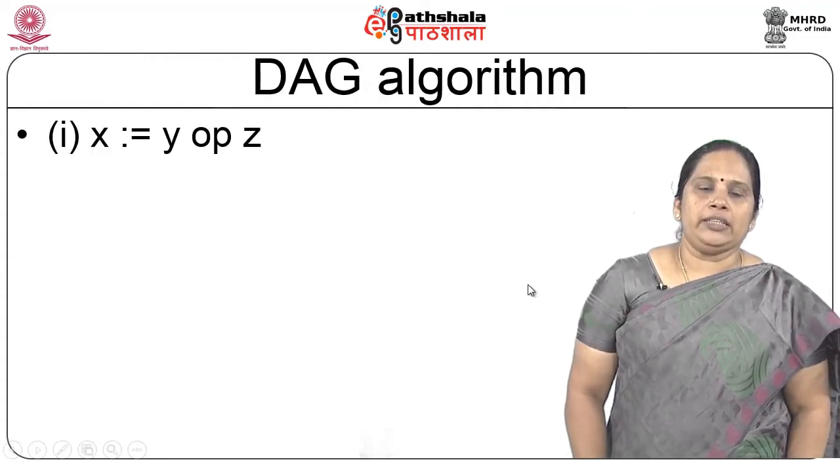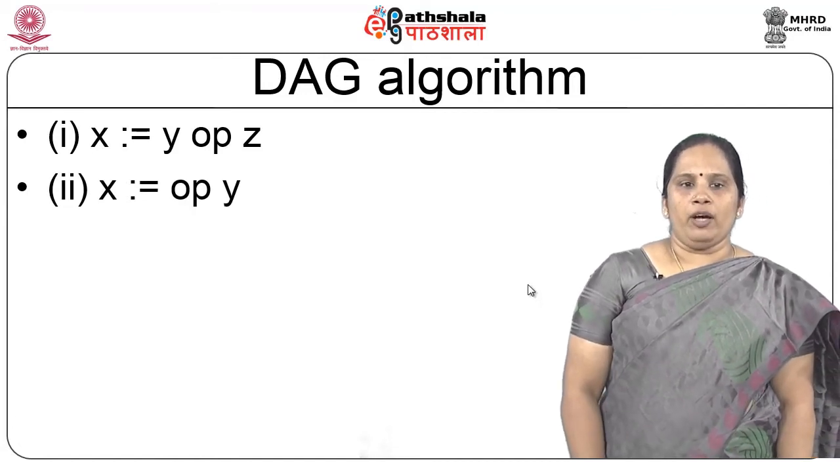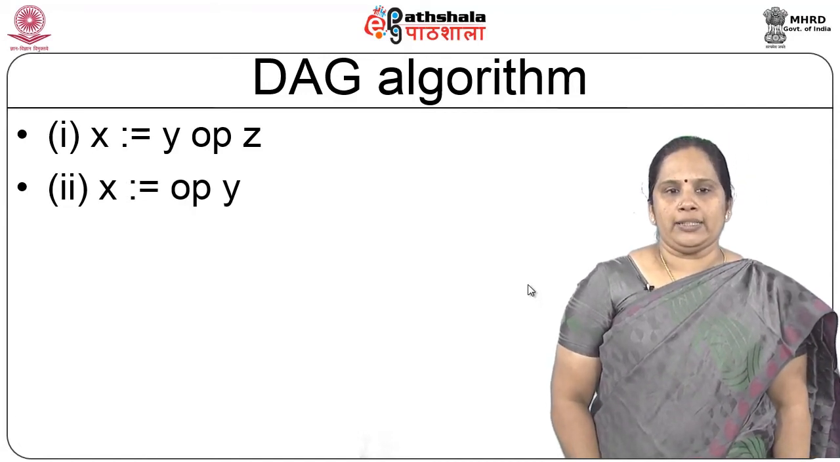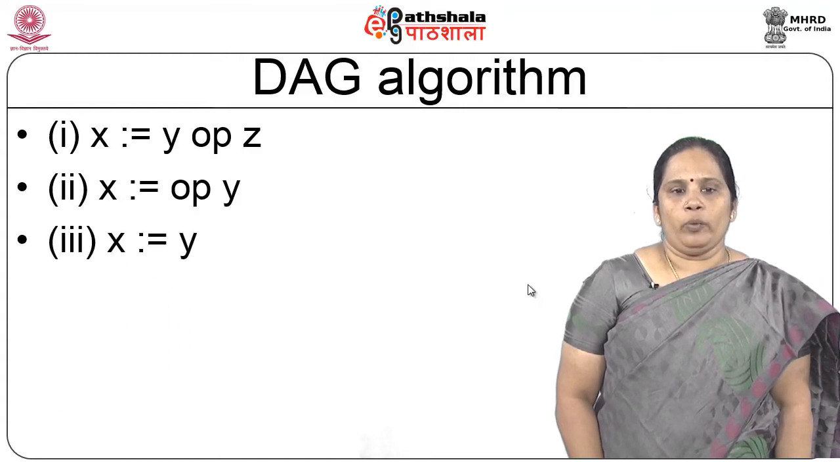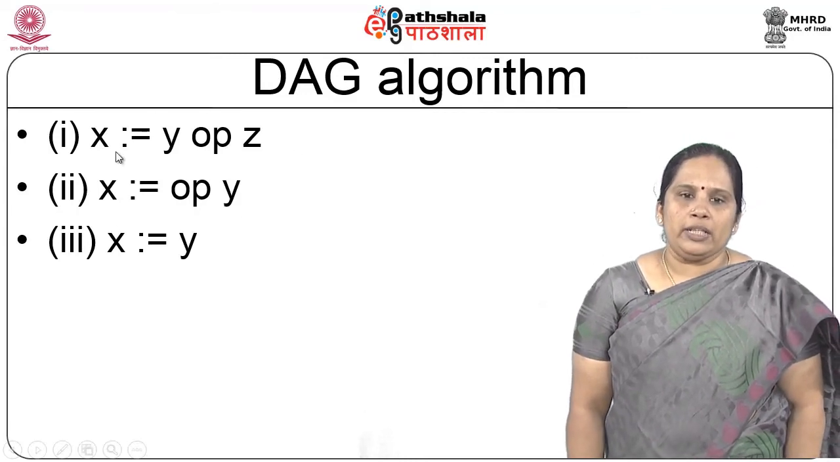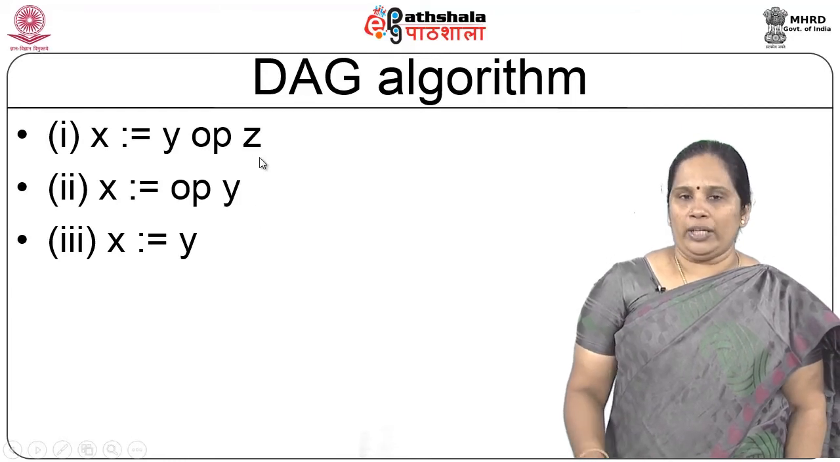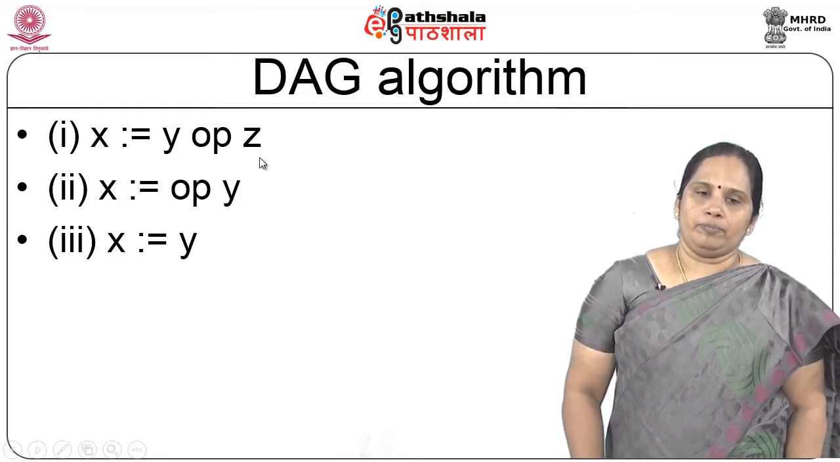Now the first thing is you have to look at three cases. The statements can be of the form x = y op z, x = op y, and x = y. So three statement types are typically possible. We can also extend this for an if and a goto. How we evaluate that can also be done.